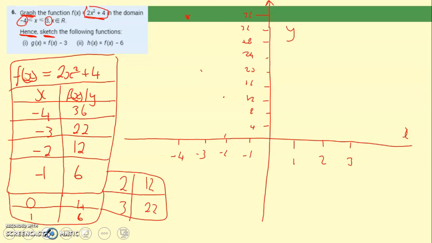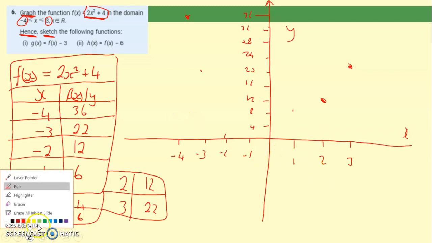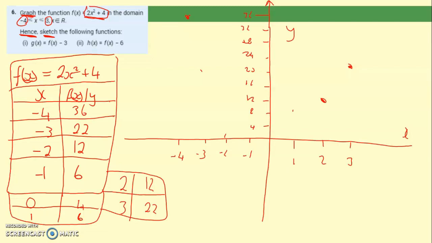Then we have minus 1 up to 6. 0 up to 4. 1 up to 6. 2 up to 12. And 3 up to 22. And then lastly, we'll join them together. And that's roughly what my f of x looks like.